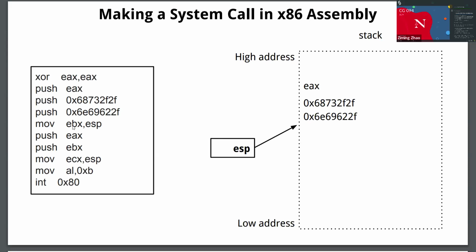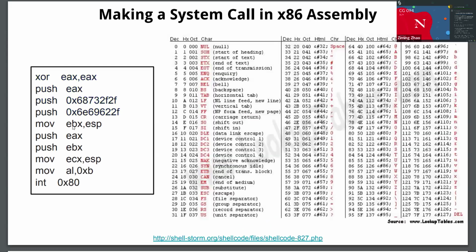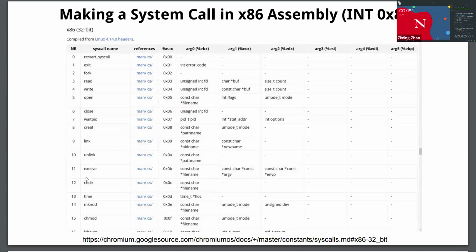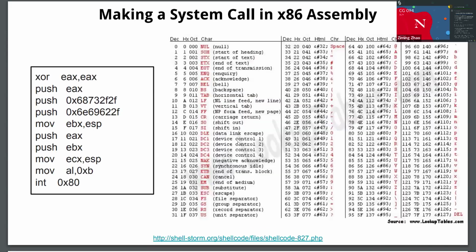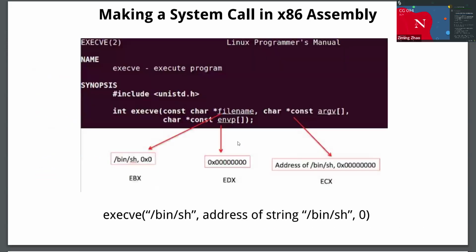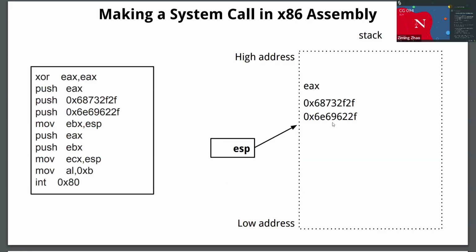The system call we are going to make is execve in this case. So the first argument is what? It's the file name. The second argument is the environment variable, we don't need those for now. So now we have the string, which is /bin/sh, the file name. Then the string's address is at ESP. We move that to EBX.